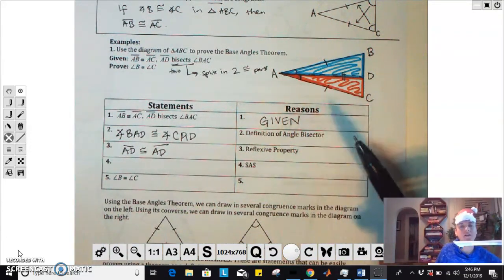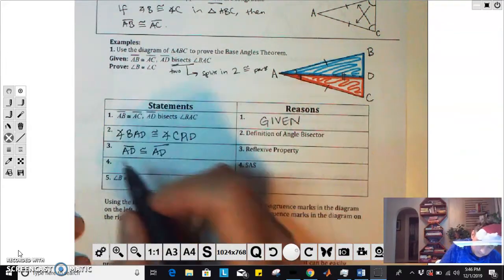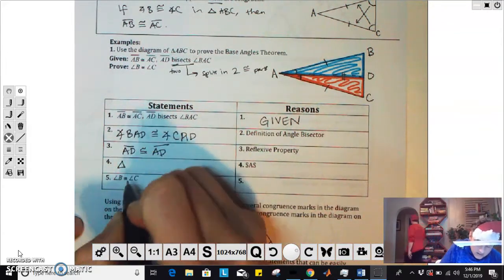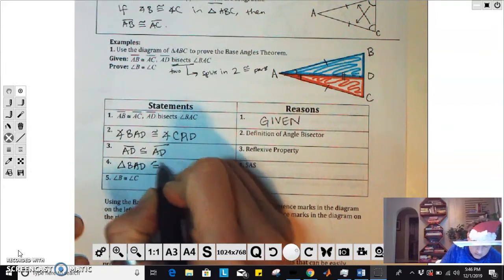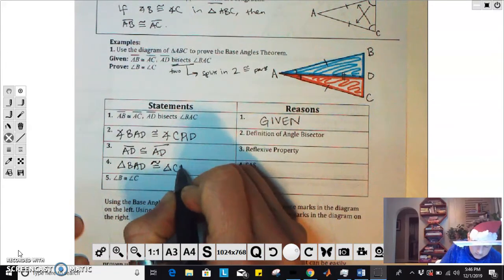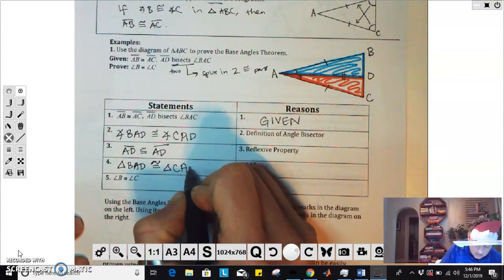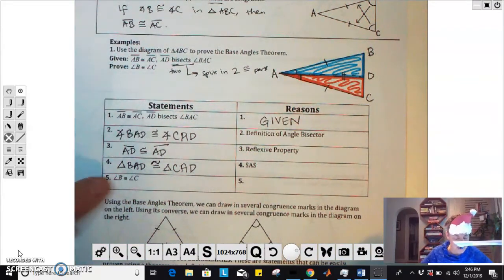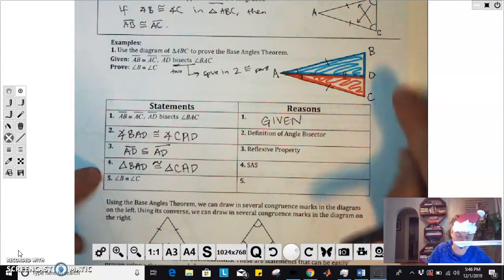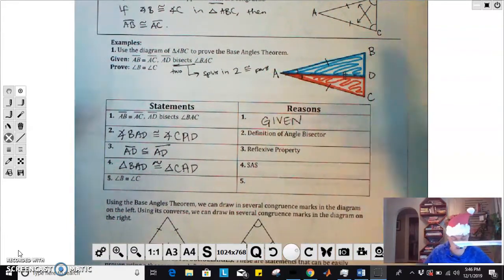Why? Side angle side. So now we got triangle BAD, all congruent. Whoa. The triangle CAD. I really don't like making that A, do I? Sweet. So then why is angle B congruent to angle C? Why not B congruent to, I don't know, literally anything else?